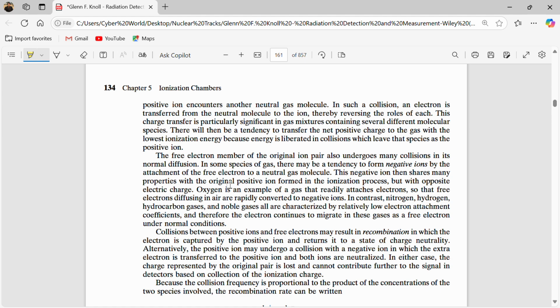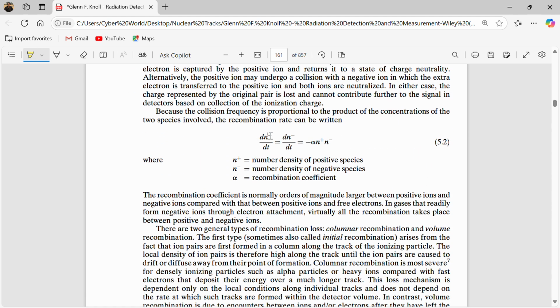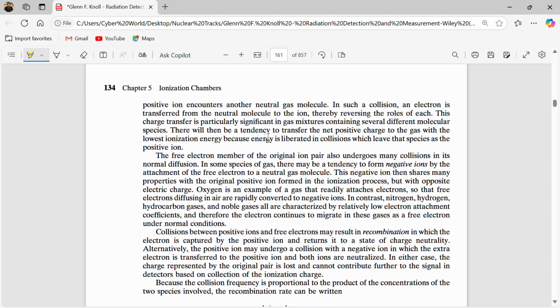So you can discuss these things. Now these are the formula. Now move on towards this.